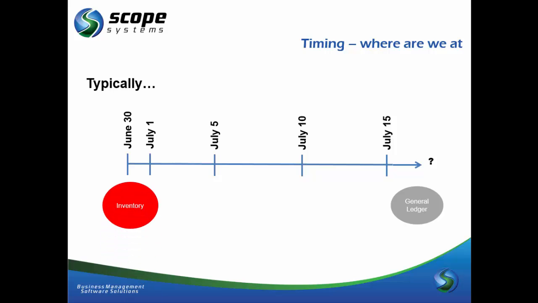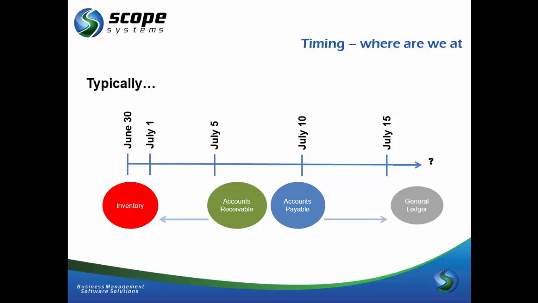So just to recap where we are. Typically inventory is done at 30 June, balances are finalized, and it's rolled over 1 July. We've now discussed accounts receivable, 5th July. We've now rolled over accounts payable, estimated 10 July. This leaves us with general ledger, 15 July.